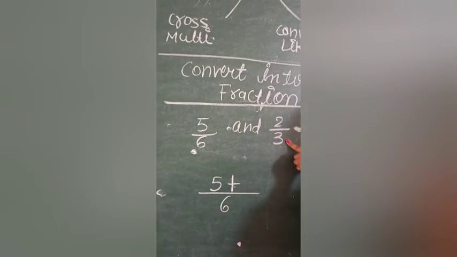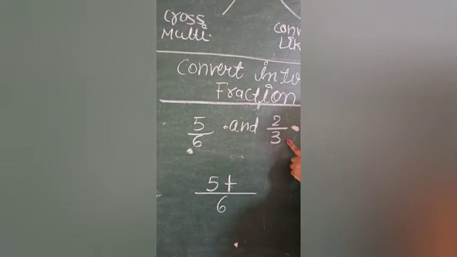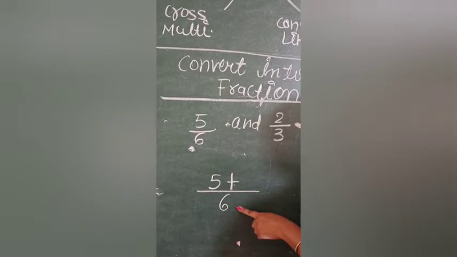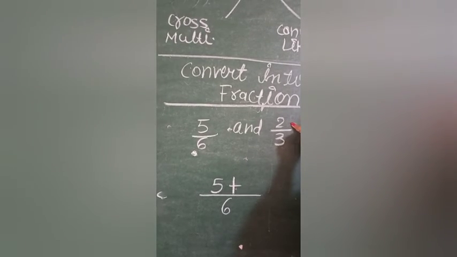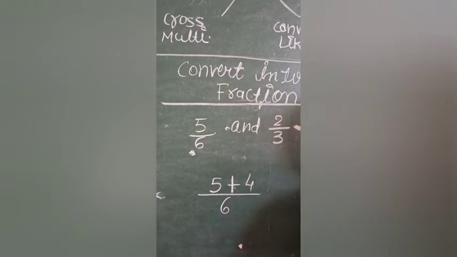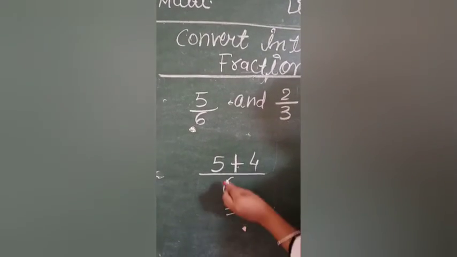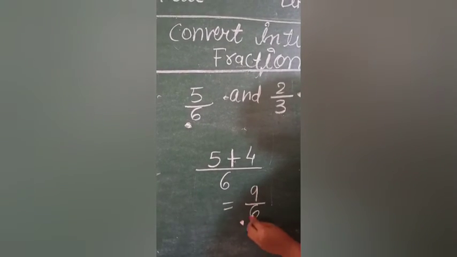Now the next denominator is 3. Now you have to divide 6 by 3. You get 2. Then you have to multiply with the given numerator, which is 2. 2 into 2 you find 4. Okay. Now add it. 5 plus 4 you get 9 upon 6.